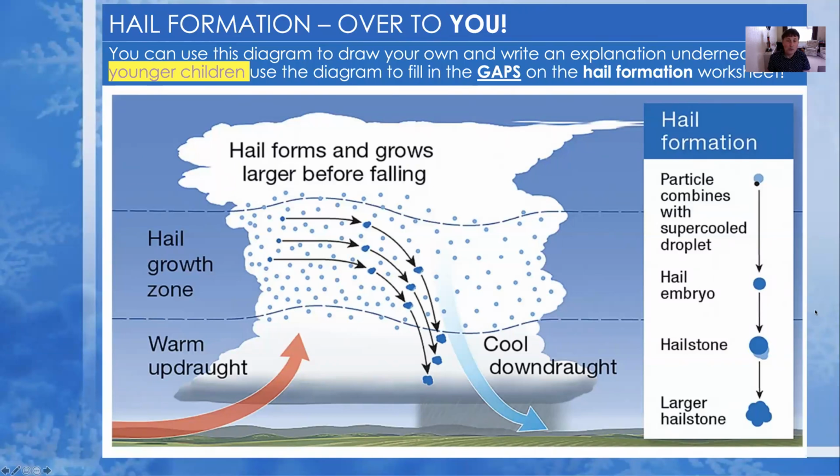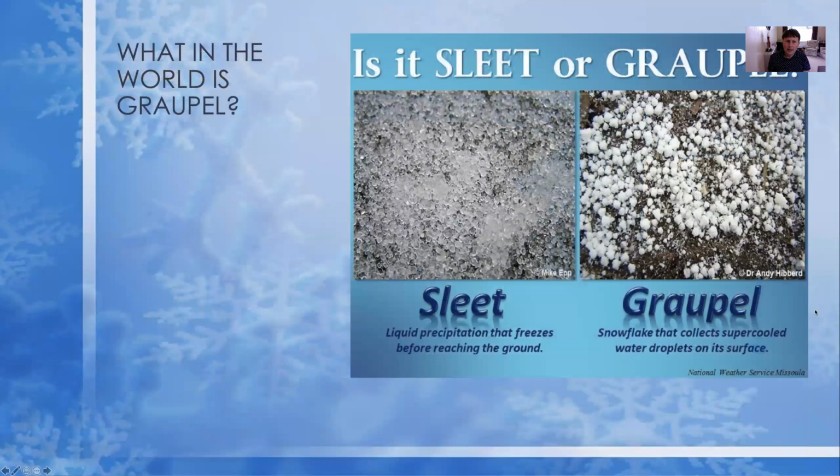Okay, so now we're going to move on to Graupel. And what in the world is Graupel? Well, I've got a little diagram here that gives us a hint about what it is. People often ask, what is it and how is it different from sleet? Sleet is liquid precipitation, so liquid water that freezes before it reaches the ground. You often see it near snowstorms, and you get very slushy ground, and it's almost see-through when you see it on the ground, which is quite interesting.